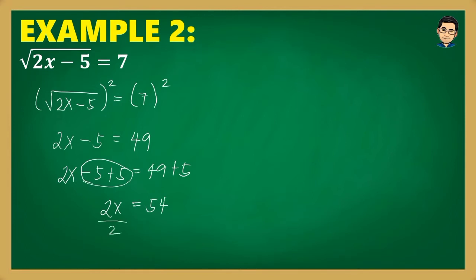Dividing both sides by 2, the value of x is 54 divided by 2, which is 27. So that is the value of x, which is 27. Now, let's check.